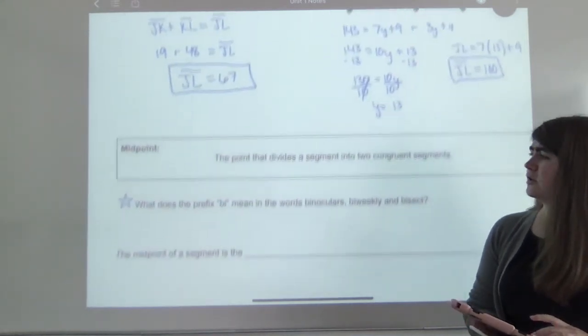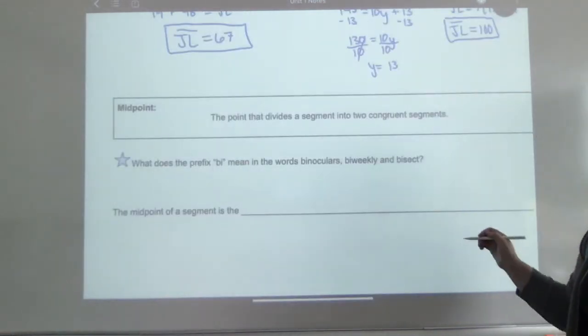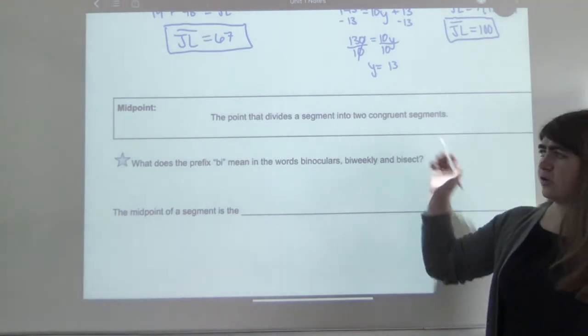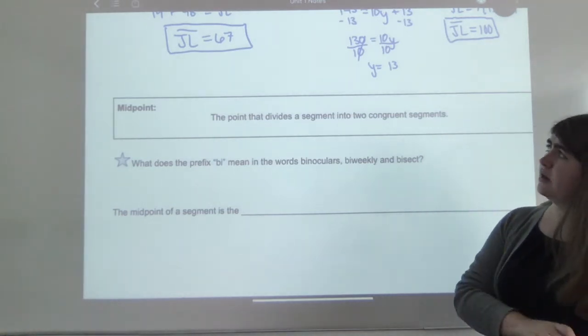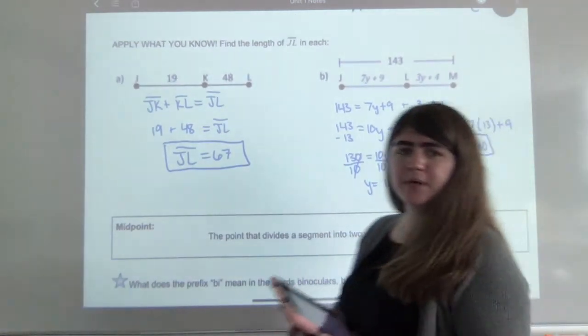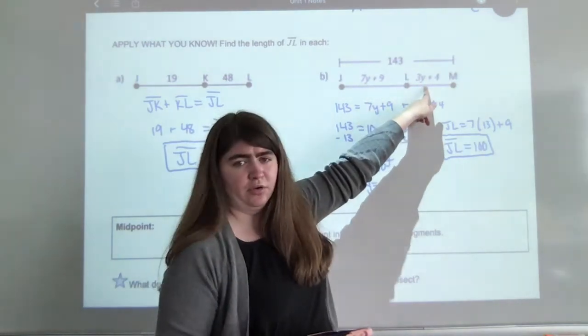Next we have something called a midpoint. A midpoint is the point that divides a segment into two congruent segments. So if we were to go back up to these pictures, it would only be a midpoint if each side was congruent.